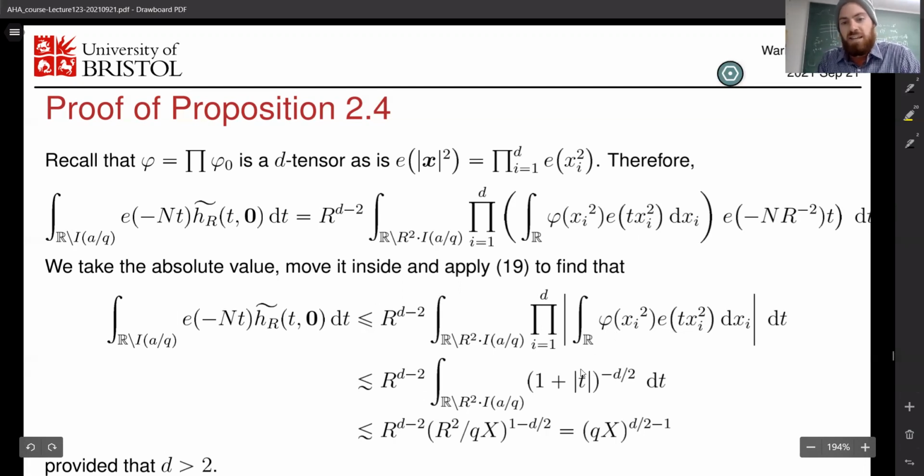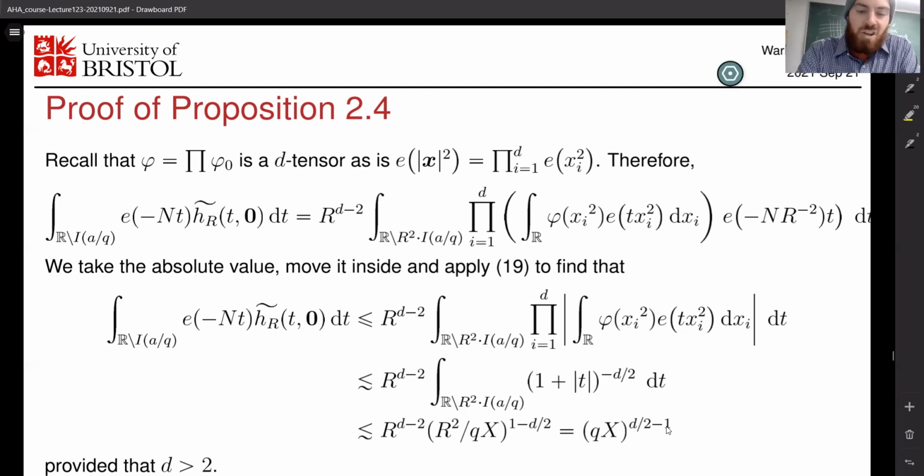In each coordinate, we would save a t to the minus 1/2. There are d coordinates. And we do that over this range. Remember, I of a over q was roughly going from minus 1 over q of x to 1 over q of x. And so when I cut out that interval out of r, basically all of the t's are bigger than 1 over qx. Maybe it's actually 4 over qx, or 1 over 4qx, but the 4 doesn't matter. And then just doing some basic arithmetic, you find that you get the bound that I claimed.